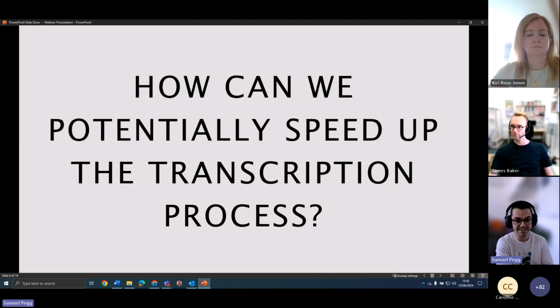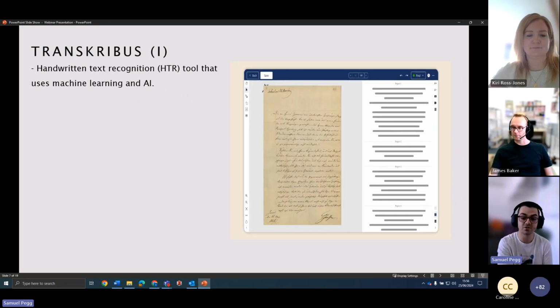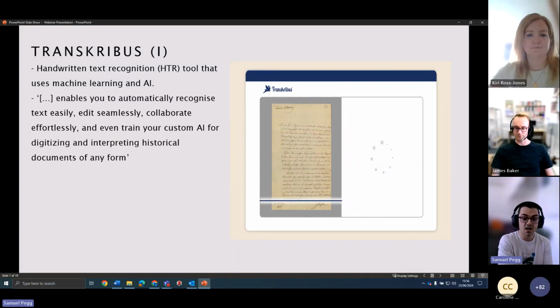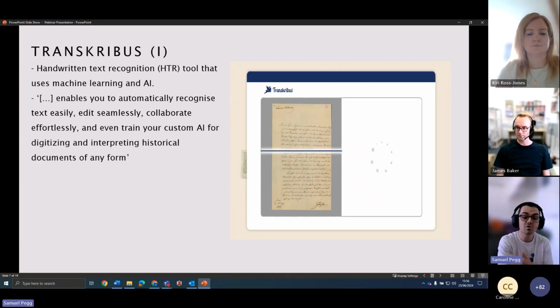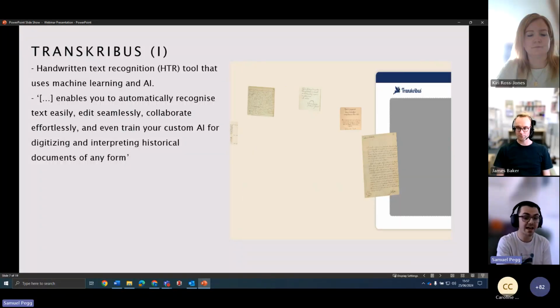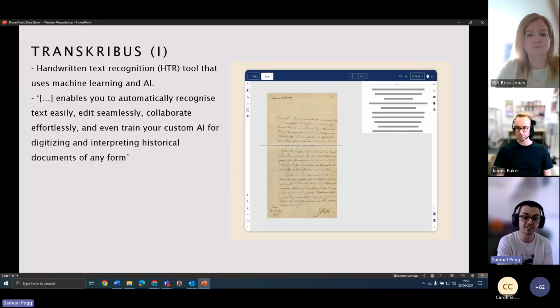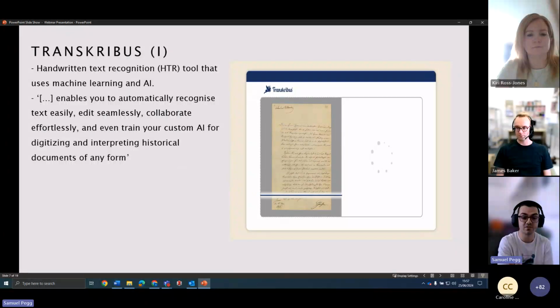Well, this is where a handy little tool called Transkribus comes along. So Transkribus is a handwritten text recognition tool that uses machine learning and AI. Transkribus is described as a tool that enables you to automatically recognize text easily, edit seamlessly, collaborate effortlessly, and even train your custom AI for digitizing and interpreting historical documents of any form.